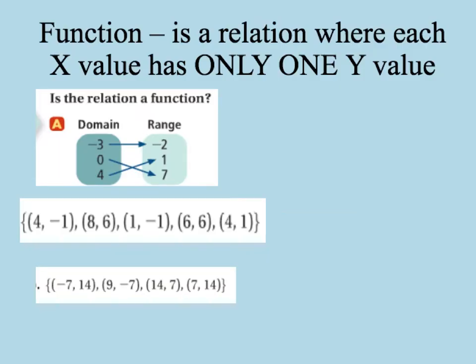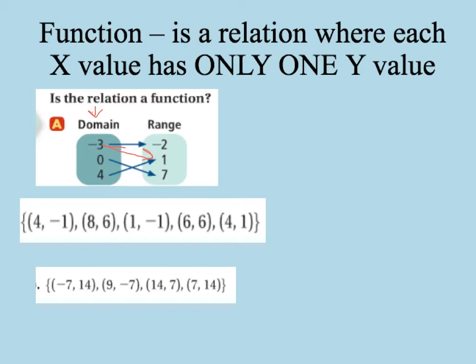A function is a relation, but every x only has one y. So the y's can repeat, the x's cannot. So when you're looking at this, is this relation a function? Yes, because each x only has one y. There's not two arrows. If I were to add this arrow right here, this would make it not a function.